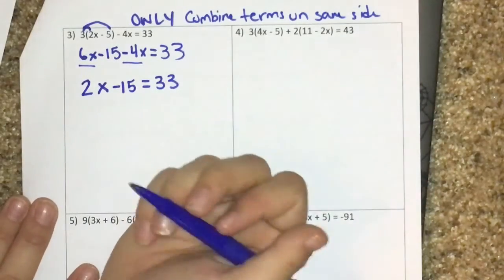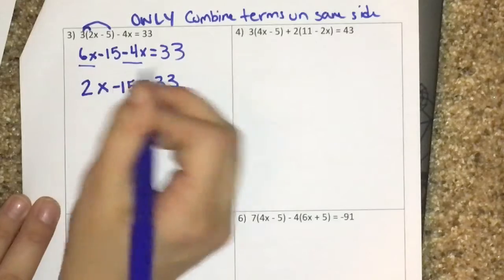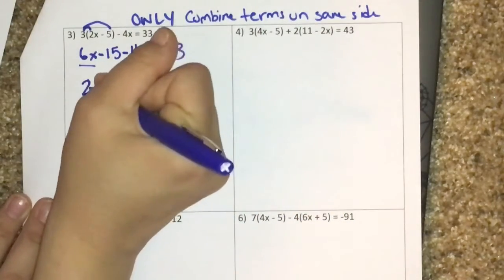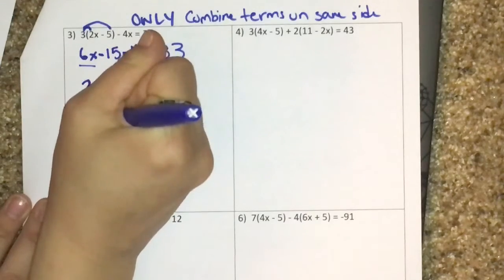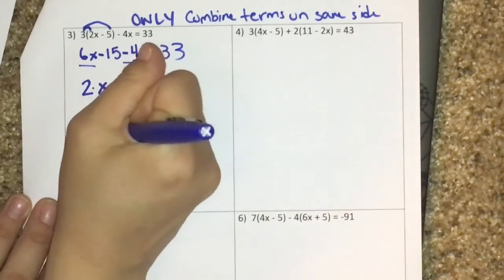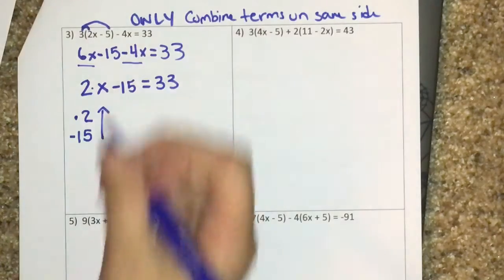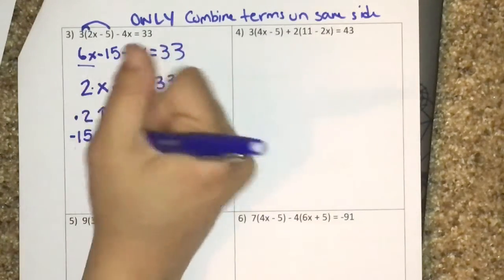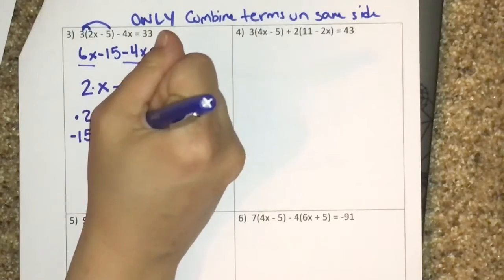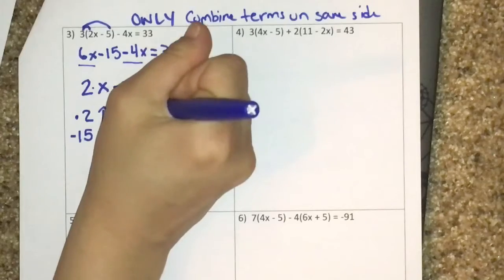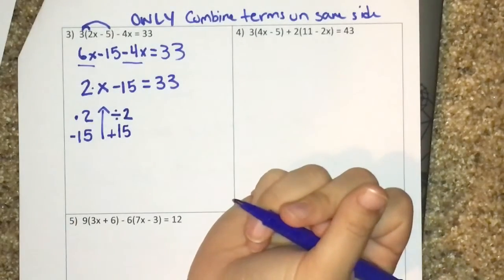Well, in order to do the reverse opposite, I need to first decide what is happening to x. In this case, x is first being multiplied by 2, then subtracted by 15. Okay, that's what order of operations would tell me is happening first. So I need to do the reverse opposite. Instead of subtracting 15, I need to add 15. Instead of multiplying by 2, I need to divide by 2.